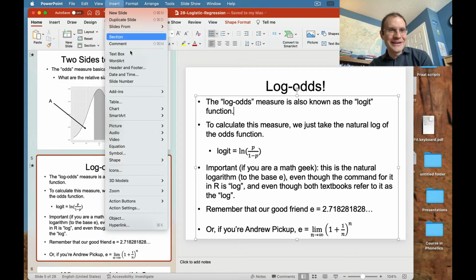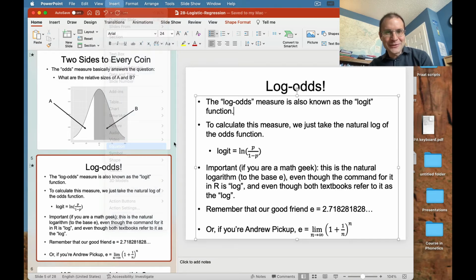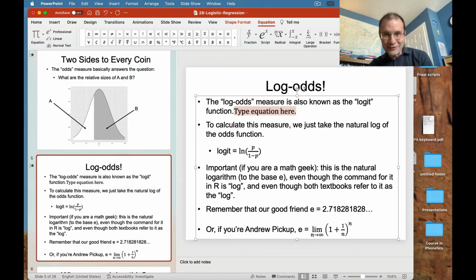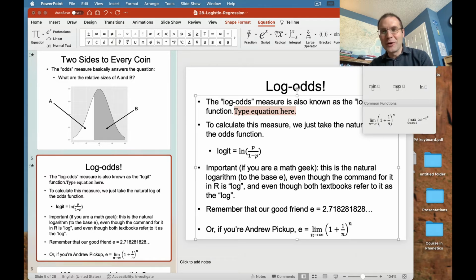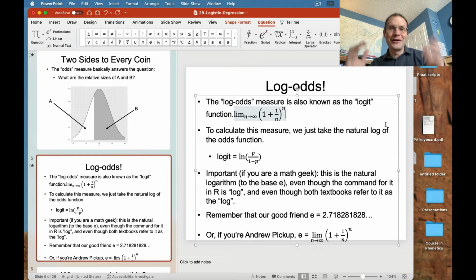But I'll show you, if you go to insert an equation somewhere in your PowerPoint slide, and look over here, there's a limit feature. So anytime you want to put in an equation that has a limit in it, you just go to this menu, and lo and behold, it has common functions right here: the limit as n goes to infinity of 1 plus 1 over n to the nth power. So my problem was solved instantly, and maybe Andrew had a point.